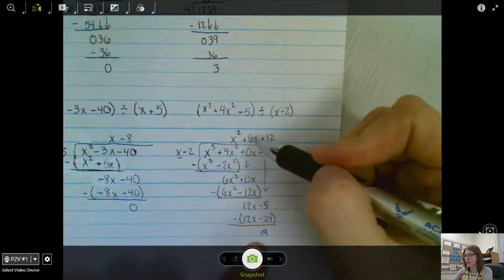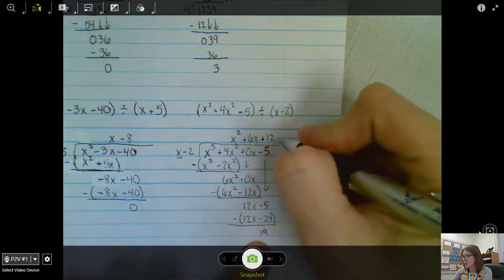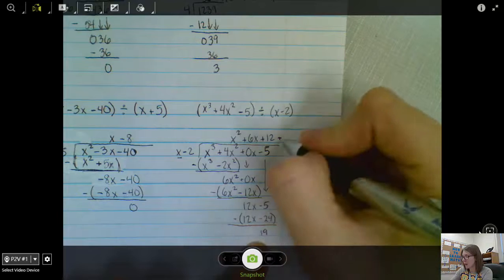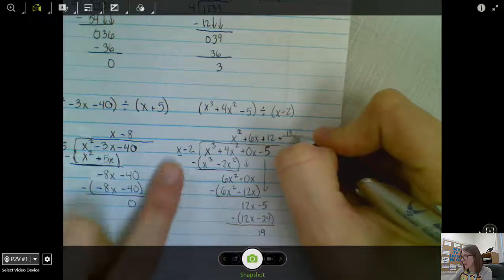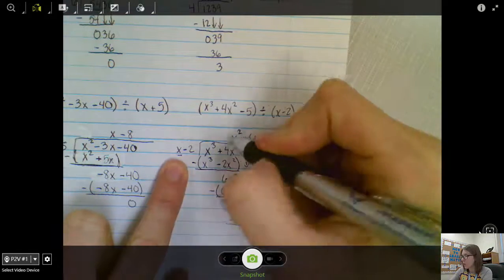Okay, x squared plus 6x plus 12 plus my remainder over what I divided by will be my final answer.